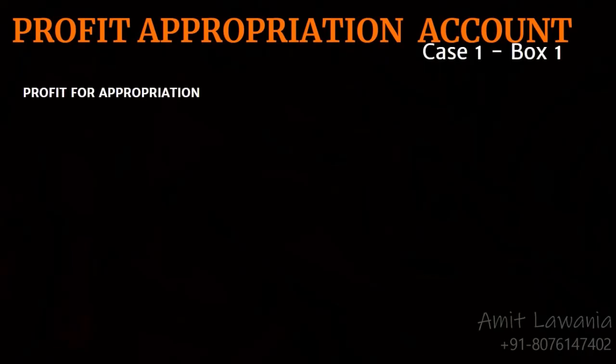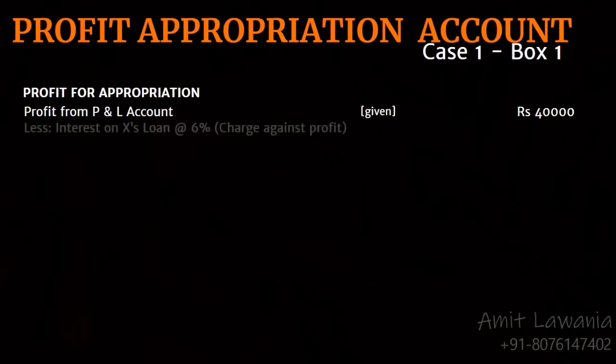Box 1 is to find the profit for appropriation. That is the profit available for distribution among partners. We start with the profit that we got from P&L account. It is given in the question to be rupees 40,000, which we write in the last column. Then we look for charges against profit, which are rent to partner or interest on loan by partner. In this question, we see that X has given a loan of rupees 50,000.